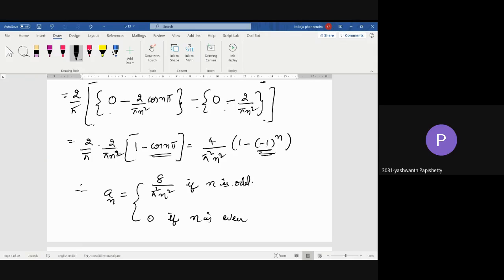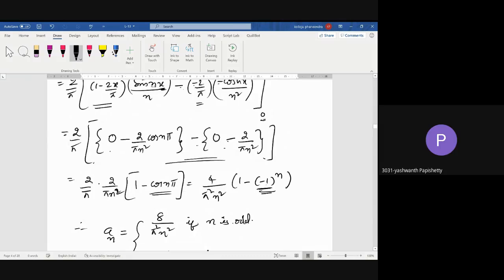2 by pi n square. This is minus into minus plus, right? 2 by pi n square I have taken common. So I am writing this term first, 1, and 2 by pi n square common, minus cos n pi. Okay, sir.